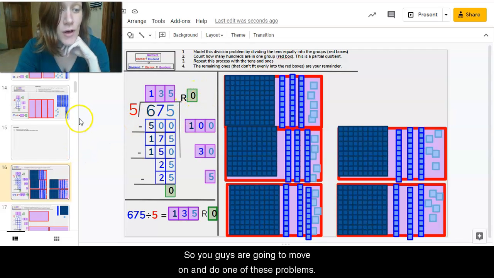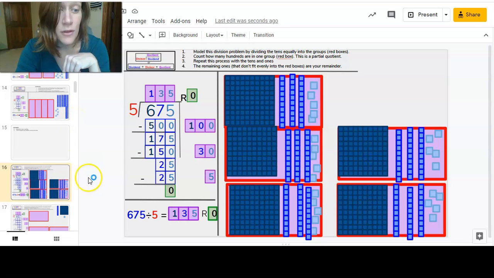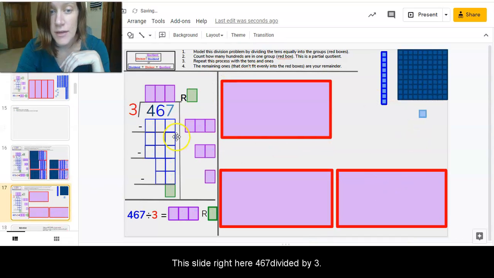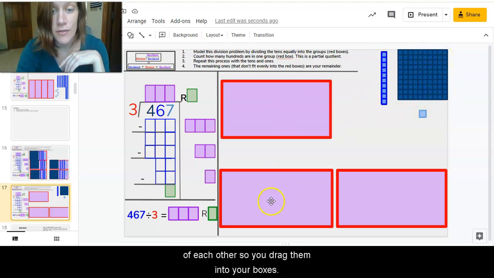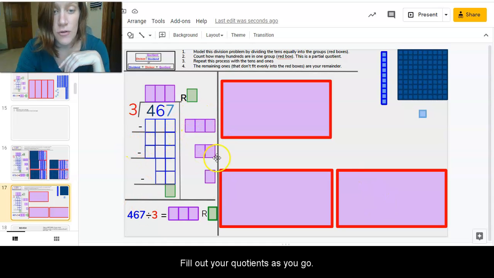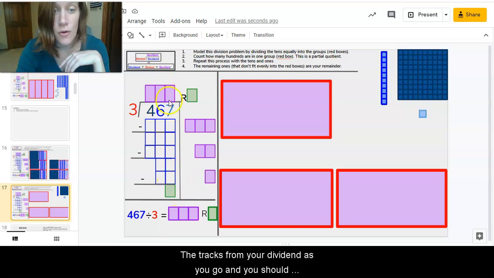So you guys are going to move on and do one of these problems just like this on your own. So you will do this slide right here, 467 divided by 3. And you can drag from over here. They are stacked on top of each other. So you drag them into your boxes, fill out your quotients as you go, subtract from your dividend as you go, and you should have your quotient and a remainder when you're done.